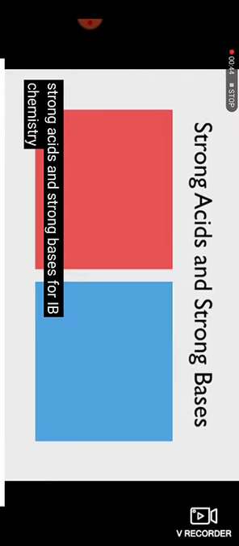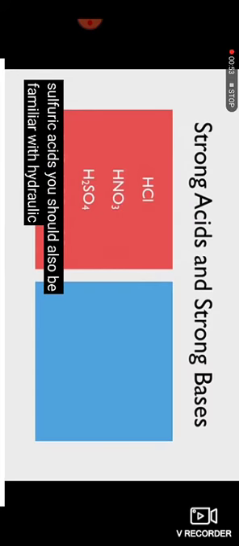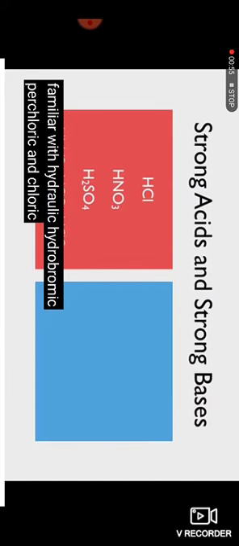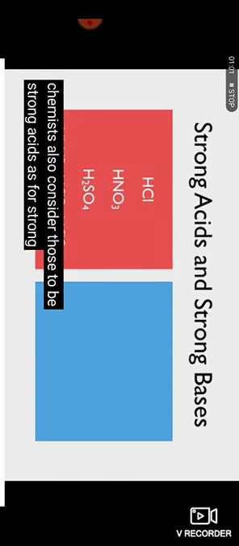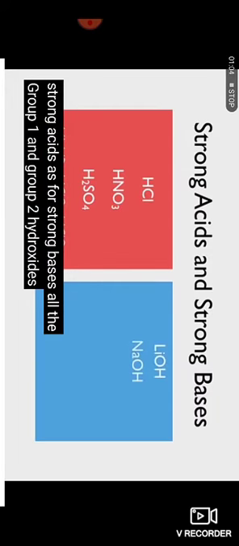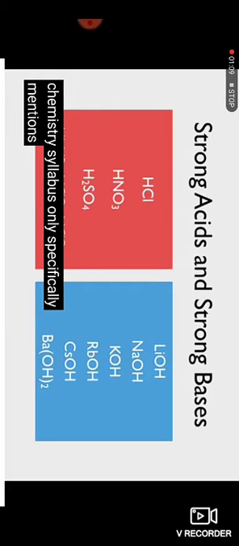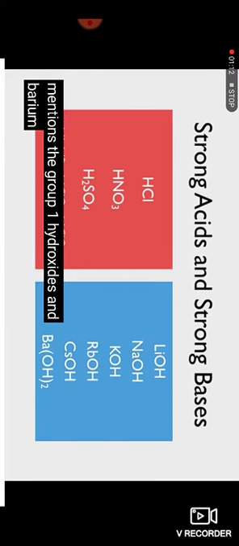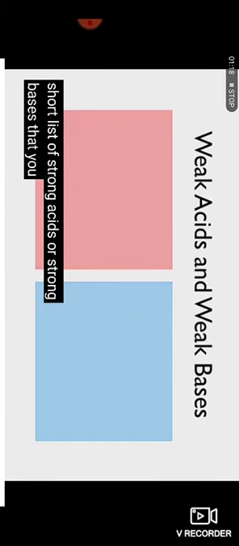There are only a few strong acids and strong bases. For IB chemistry, you specifically need to remember hydrochloric, nitric, and sulfuric acids. You should also be familiar with hydroiodic, hydrobromic, perchloric, and chloric acids, as most chemists also consider those to be strong acids. As for strong bases, all the group 1 and group 2 hydroxides are considered to be strong, though the IB chemistry syllabus only specifically mentions the group 1 hydroxides and barium hydroxide. If it isn't on the short list of strong acids or strong bases that you just learned, then you should consider an acid or base to be weak.